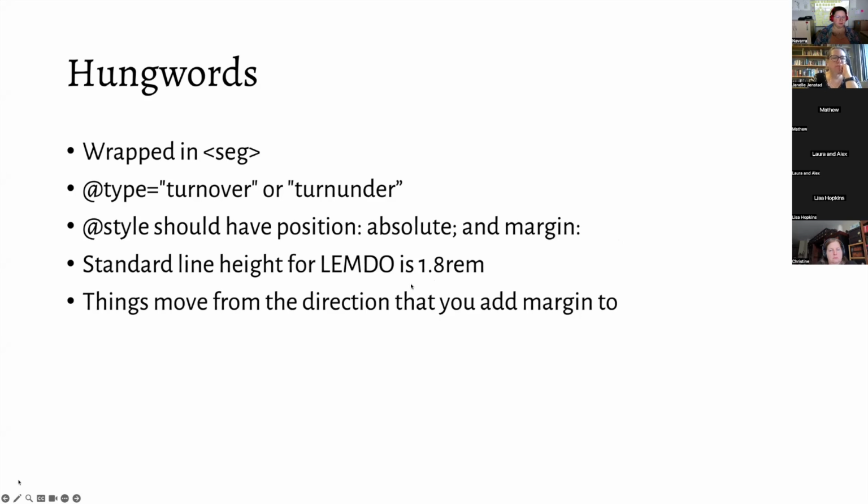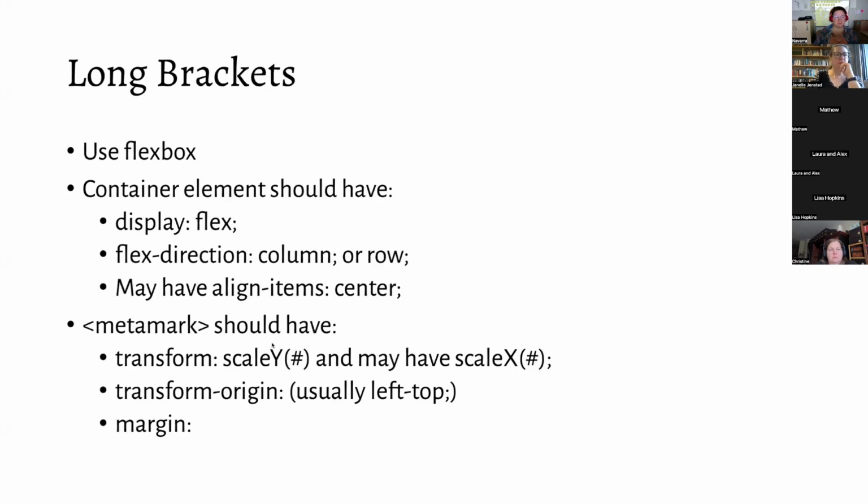Typically, our line height for LEMDO is 1.8 rem. And so that's usually going to be your margin top or your margin bottom is 1.8. And then when you add margin, things move starting on that side. So if you add margin right, they move from the right over to the left.